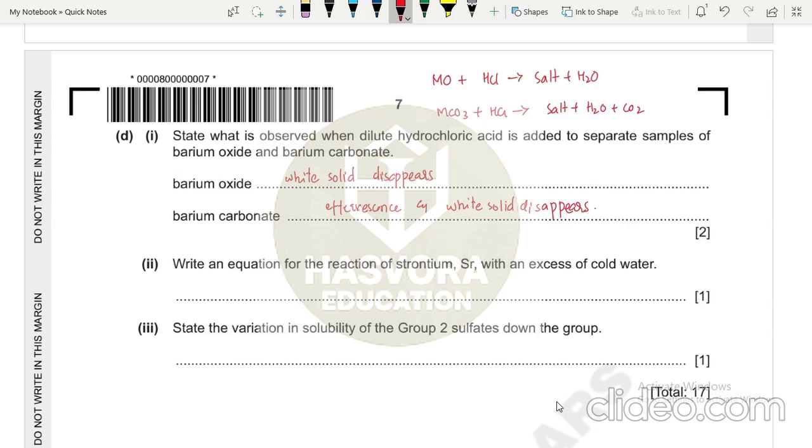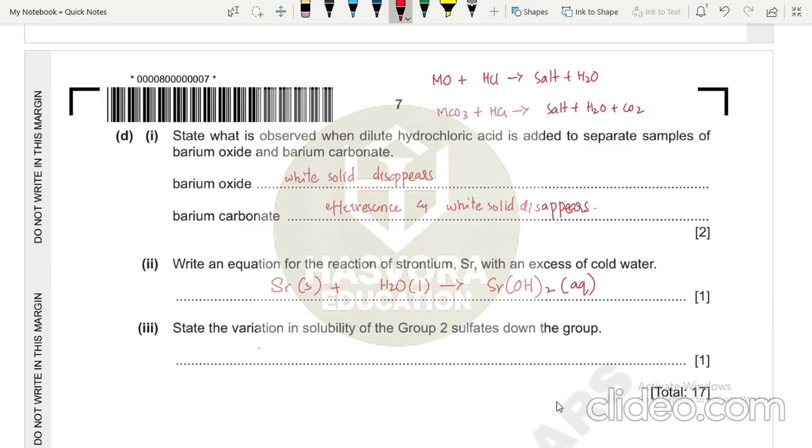So write an equation for the reaction of strontium with an excess of cold water. So strontium is in group 2. This will be strontium solid plus H2O, which will be liquid, and this will form strontium hydroxide, Sr(OH)2. As the solubility increases down the group, it will be aqueous in solution. So is the equation balanced? Yes, it is balanced.